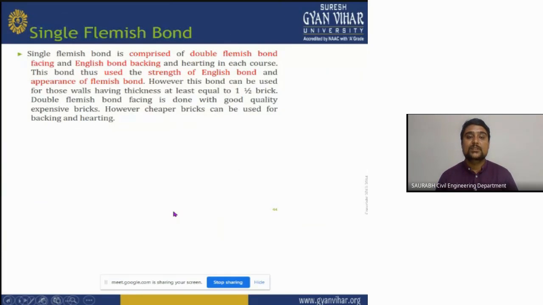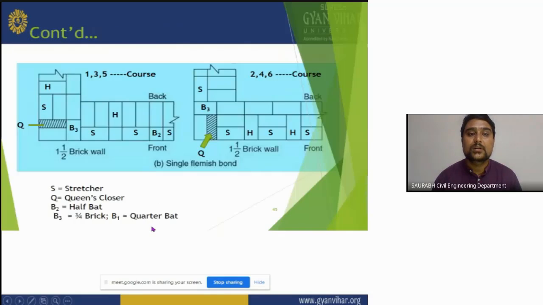Now we come to the single Flemish bond. What is the single Flemish bond? Single Flemish bond is comprised of double Flemish bond facing and English bond backing and hearting in each course. This bond is used for the strength of the English bond, and cheaper bricks can be used for the backing and hearting of this bond.